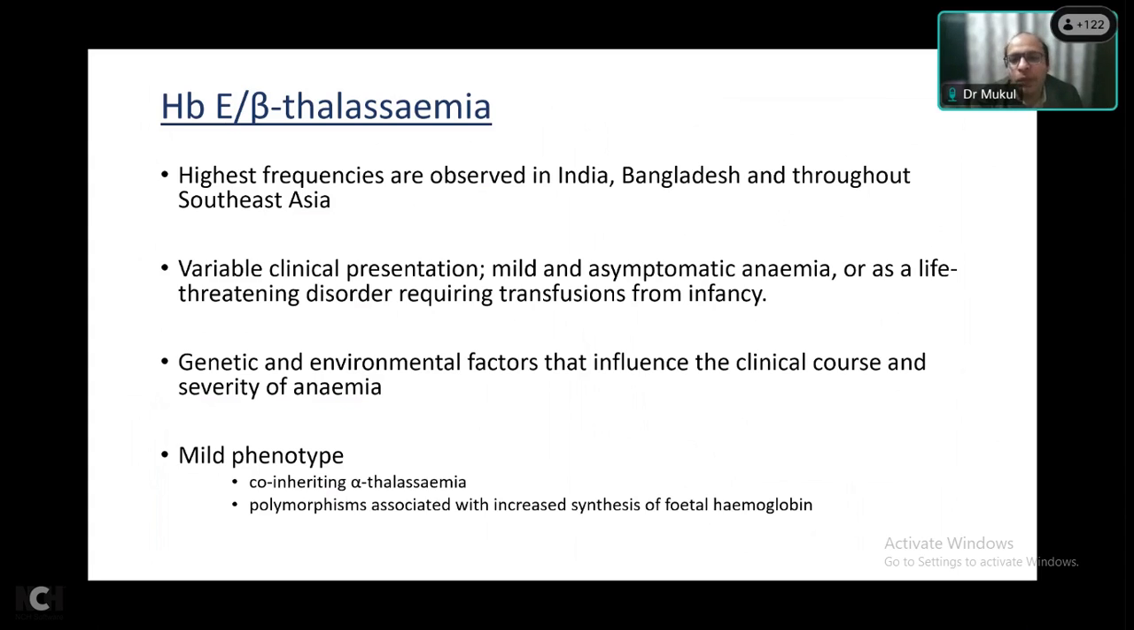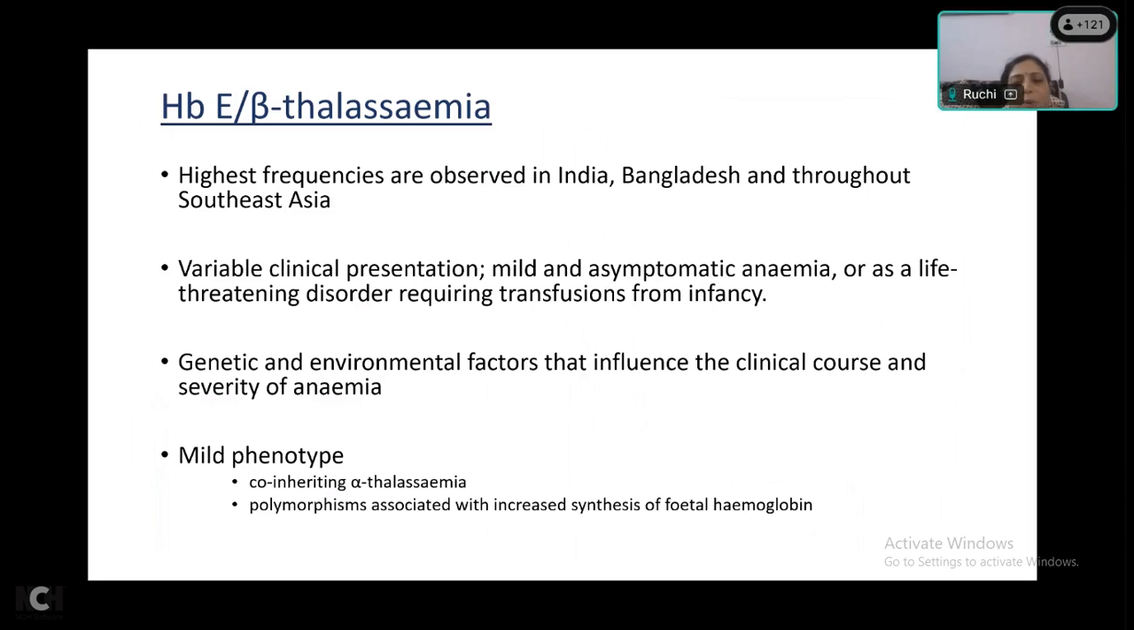Severity, as has been pointed out, so what we characteristically tell our students is that 50% of E beta thalassemia behave like thalassemia intermedia, and 50% behave like classically transfusion dependent thalassemias. So the severity is moderate to severe in most of the cases.